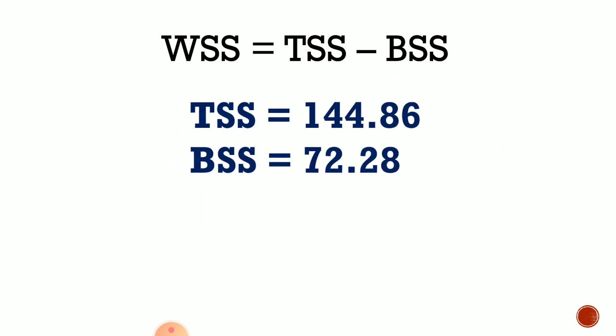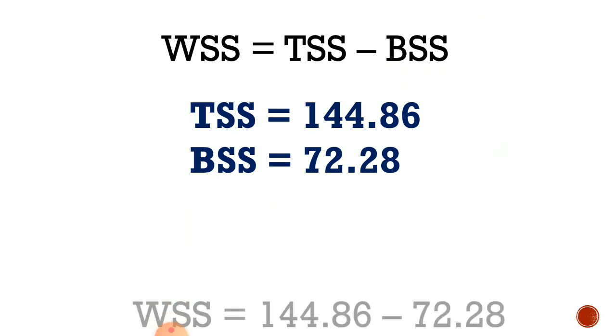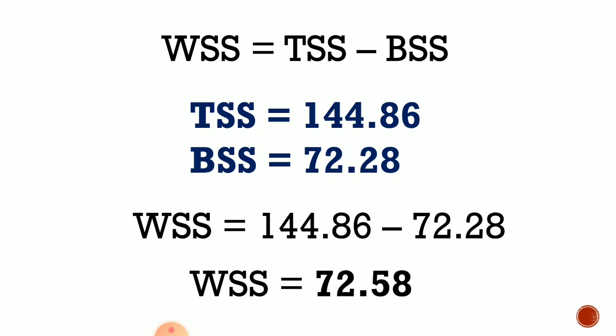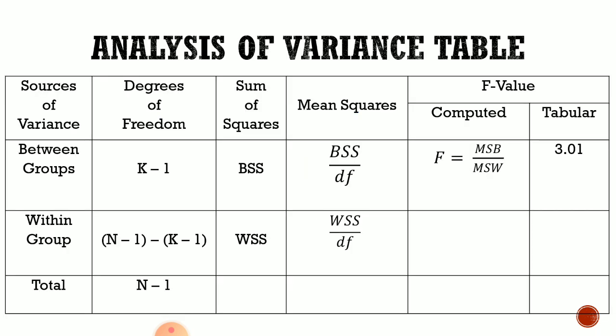And next is the within sum of squares, or WSS, that is equal to TSS minus BSS. So the TSS is equal to 144.86, BSS is equal to 72.28. So plug those values into the formula. WSS now is equal to 144.86 minus 72.28, which is equal to 72.58. So we already have computed for the CF, TSS, BSS, and WSS. So it's now time for us to fill in the ANOVA table.